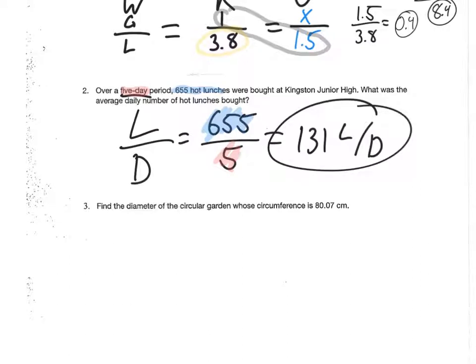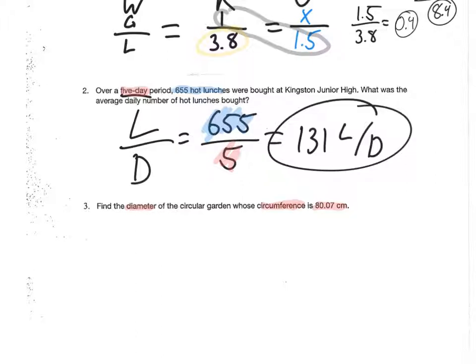Number 3, find the diameter of a circular garden whose circumference is 80.07. So again, here's my important information. This 80.07, and I know that I'm trying to find the diameter. What I've got there in red is the circumference. So the circumference is 80.07.